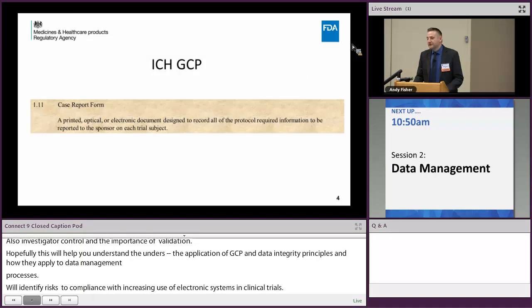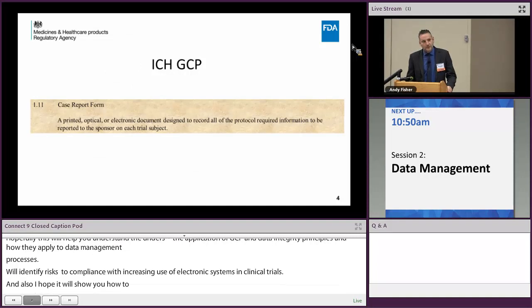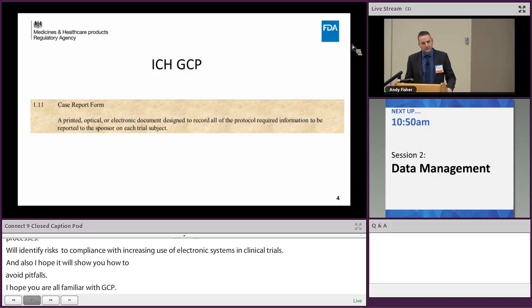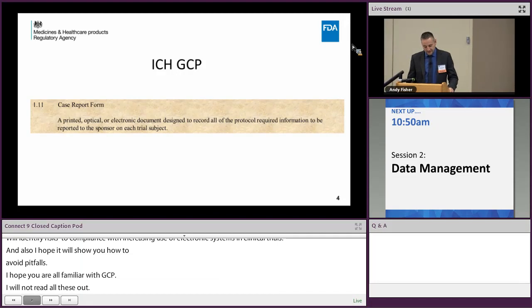I hope that you're, my speaker seems to be disappearing. I hope you're all familiar with GCP. I'm not going to read all these out, but these principles are international standards and apply to all global trials for the pharmaceutical industry. So I'm not going to read them, they're just there to support my presentation.